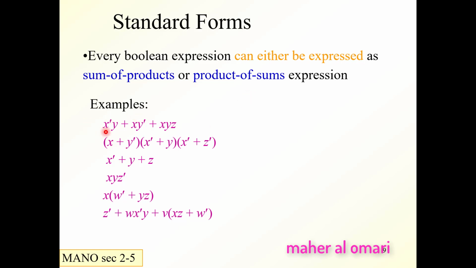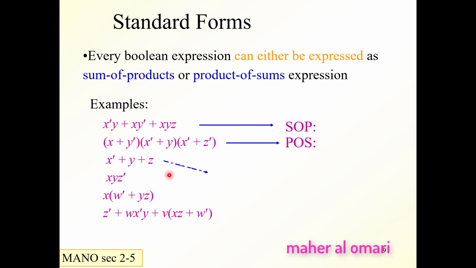Now, this function is in what form? This is in the standard sum of products. It is a product, a product, a product, and we have the sum between them. So it is in the standard sum of products. This function is in the standard product of sums. This is a sum term, and this is a sum term, and this is a sum term, and we have the product between them. So this is in the product of sums.